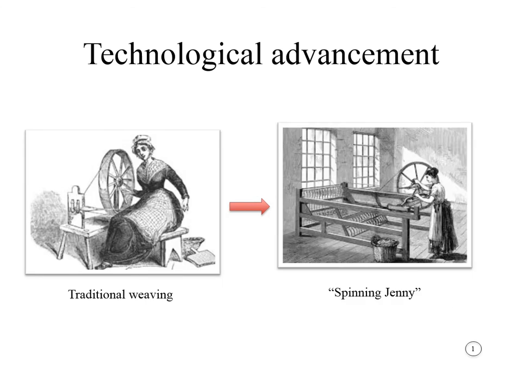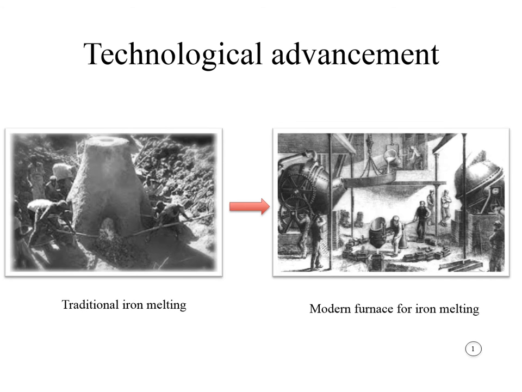Traditional weaving to produce cloth. With the modern way of it in the Industrial Revolution, with the spinning jenny, the productivity is much higher. Same in producing steel and iron. This is the traditional way of iron melting. This is a modern furnace for iron melting.